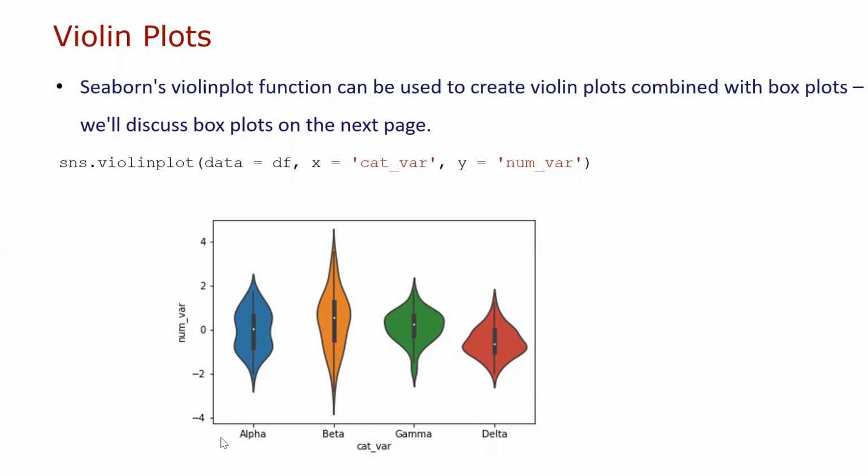Let's say I have 2-cylinder, 4-cylinder, 6-cylinder, and 8-cylinder, and here maybe it's the consumption of fuel. Or maybe alpha, beta, gamma, delta are the names of basketball teams, and here we have the scores.